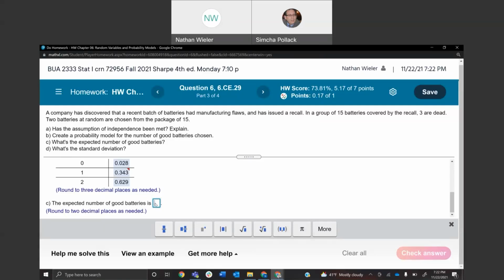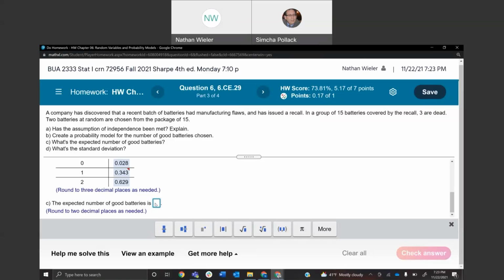So how do we get the expected number of good batteries? Once you have that table, the x and the p of x, those 0, 1, 2 and the 0.028s, the formula for the expected value is that you multiply each outcome by its probability. So 0 is going to show up 0.028 of the time, 1 is going to show up 34% of the time. So you multiply 0 times 0.028 plus 1 times 0.343 plus 2 times 0.629. That comes out to roughly 0.68, 1.2.